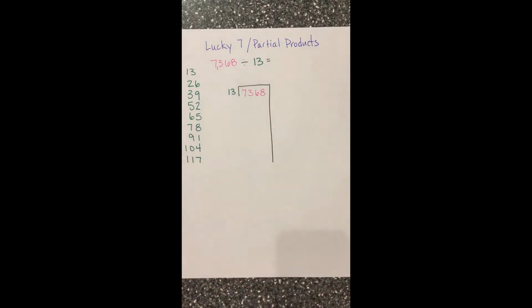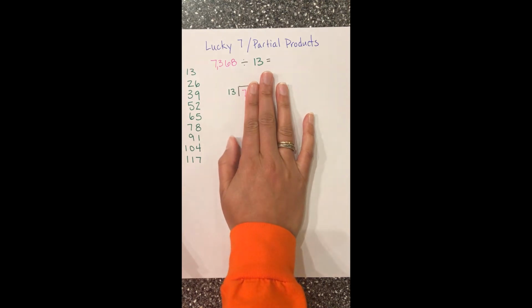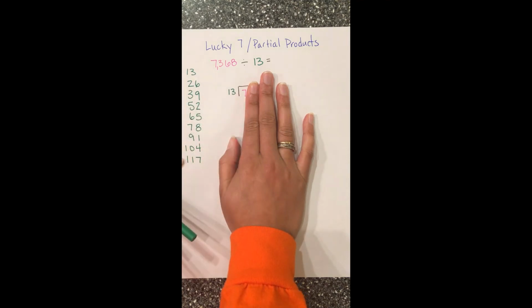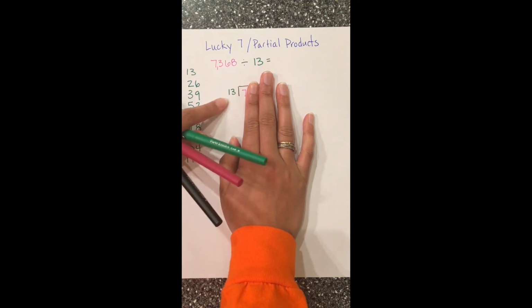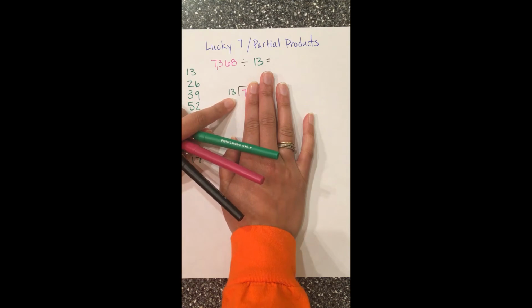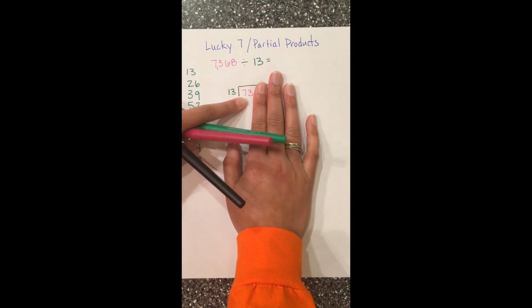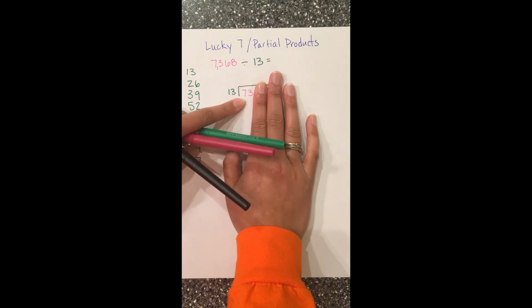And the way that we do this is we start at our greatest place value, which in this case happens to be the thousands place, and we cover up the other digits behind it, and we think, how many times can 13 go into 7? Well, we look over at our multiples, and 13 is bigger than 7, so it cannot go in there. So we move to the next one. And now we have 73. Instead of having 7, we have 73.